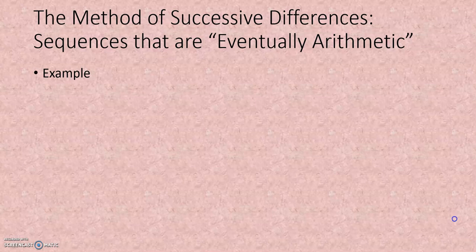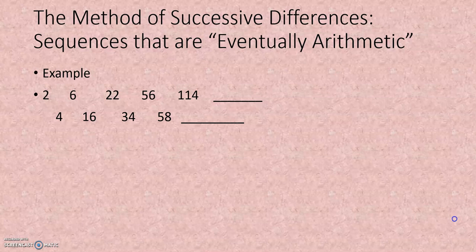We use the method of successive differences and come to sequences that are eventually arithmetic. 2, 6, 22, 56, 114. And what is the next term? Look at the differences between these terms. 4, 16, 34, 58. What's the next one? 12, 18, 24. We found the differences again.